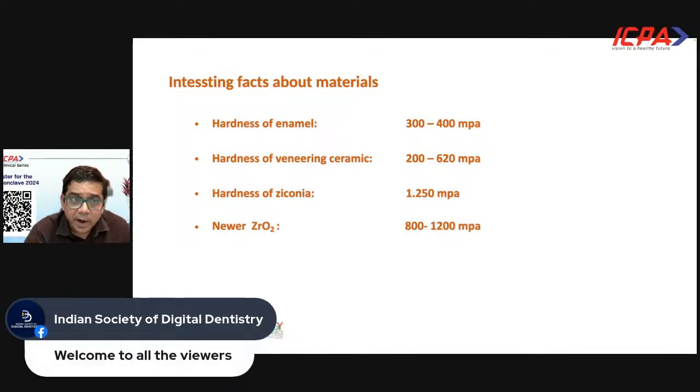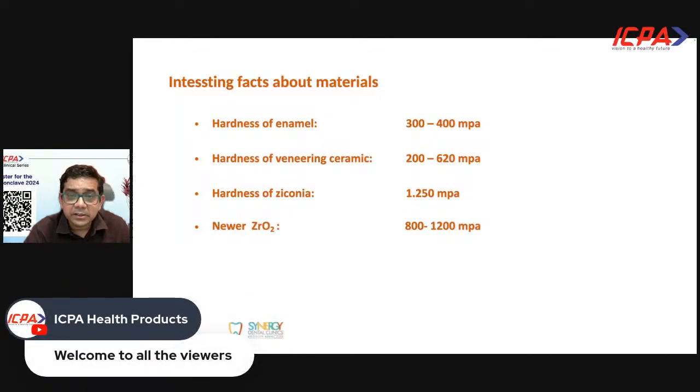And I'll explain you why. The hardness of enamel, everybody knows, is 300 to 400 MPa, and what we layer on the metal is a veneering ceramic. It is 200 to 620 MPa. But the biggest disadvantage is the metal inside. It is a cobalt chrome metal, which most of the gingiva rejects. It doesn't accept it. Cobalt chrome is not very well accepted by a soft tissue.